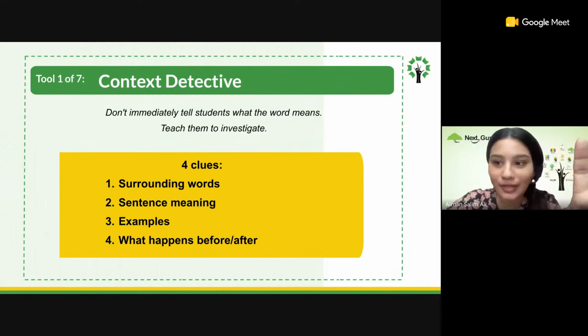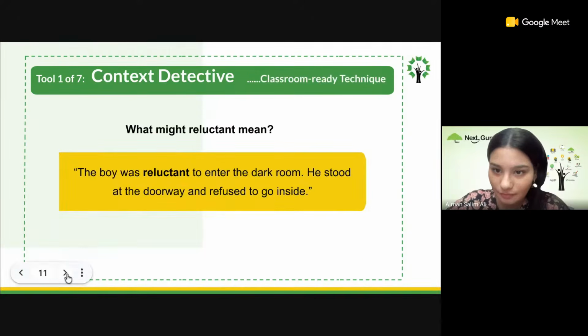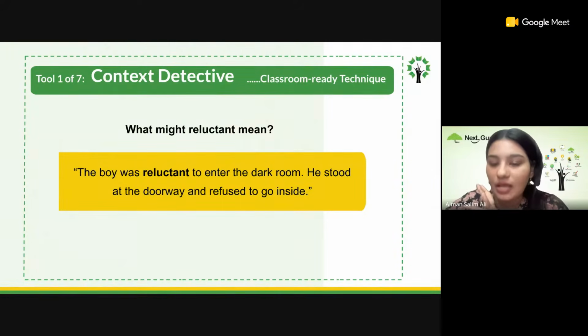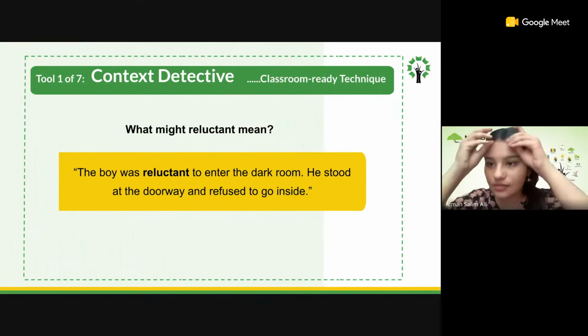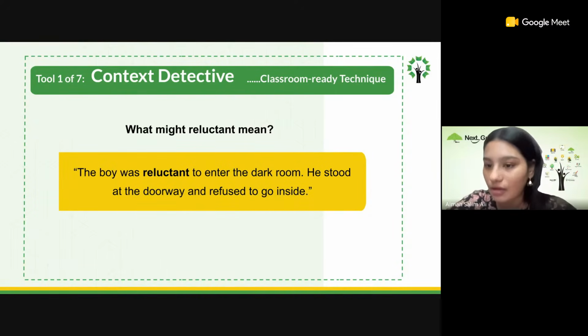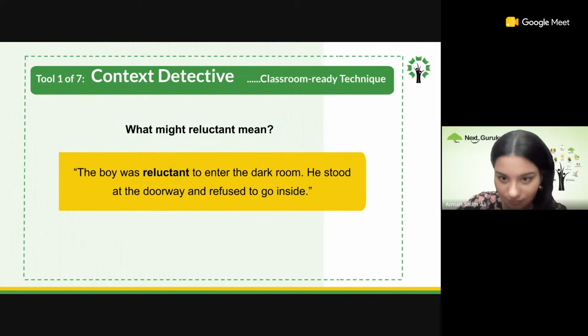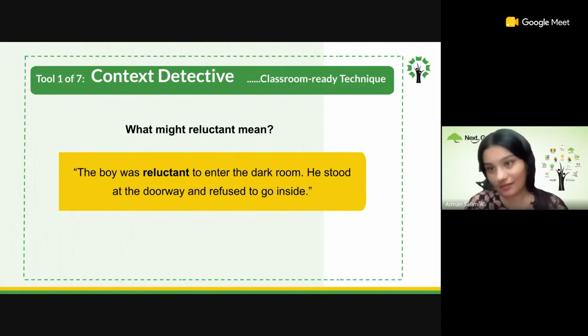Okay? A lot of theory. I'm going to move forward with an example so that we understand better. Okay, let's take the word reluctant. Reluctant is our word. And I have presented a sentence to you. The boy was reluctant to enter the dark room. He stood at the doorway and refused to go inside. The word that we have before us is reluctant, right? We all know the meaning of reluctant, but let's say we are going to find out the clues in this sentence to find out the meaning of reluctant again.